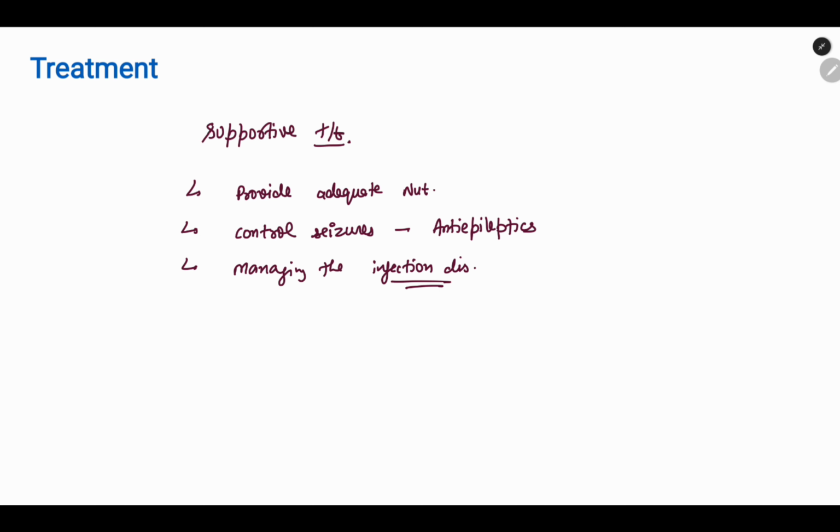Enzyme replacement therapy can also be given, but currently it is quite less effective because the enzymes given are unable to cross the blood-brain barrier, and hence the treatment is not that effective. So this was all about Tay-Sachs disease.